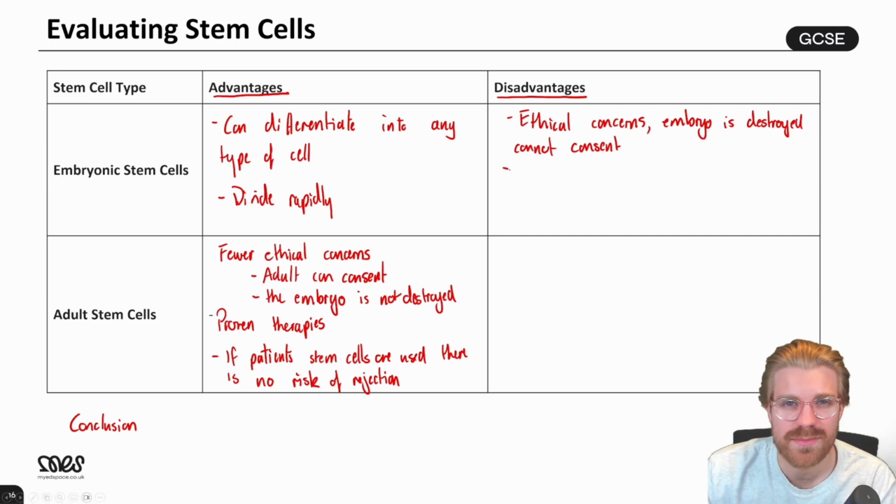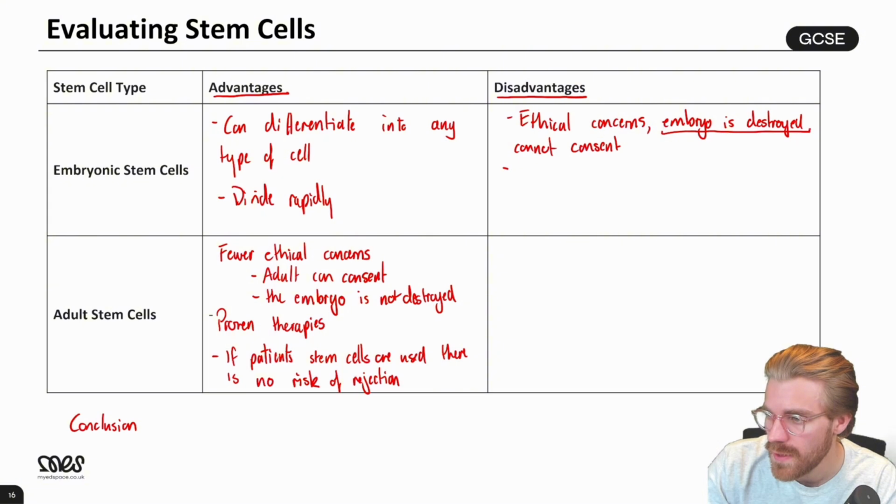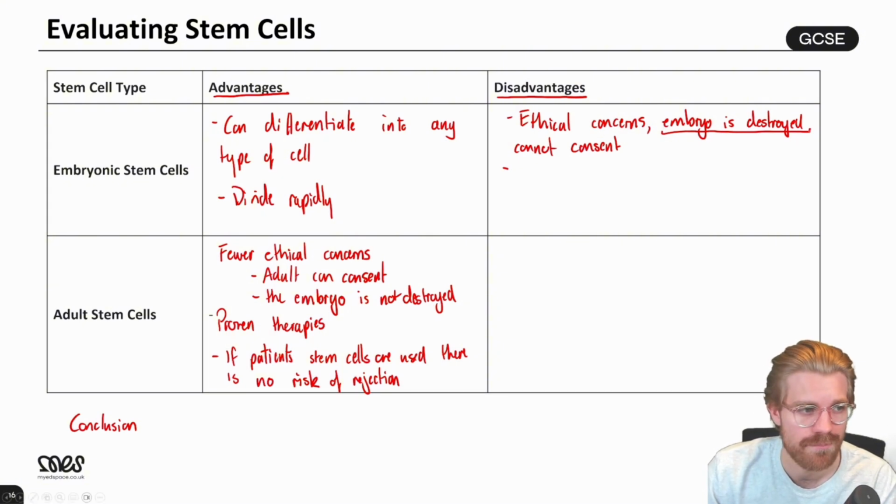In your exam, it's important that you stick to some of this phrasing. Some students get distracted and start talking about how the embryo is a baby or the embryo is alive, and you won't get marks for that. You need to say the phrase that the embryo is destroyed. That is how you get the mark in the exam.